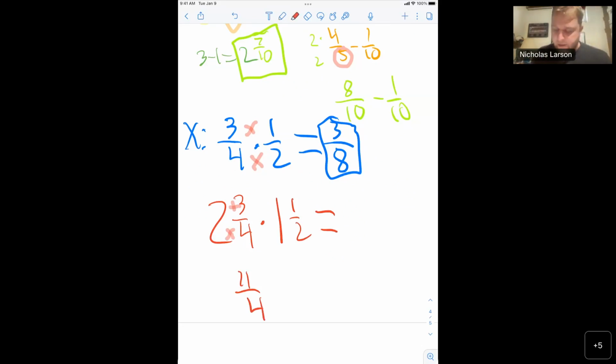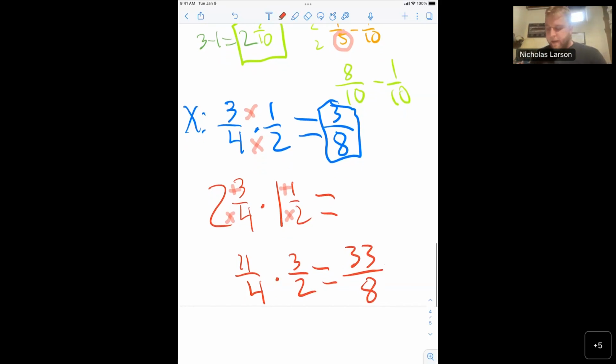Let's do that again. Multiply by my denominator, add my numerator. 1 times 2 is 2. 2 plus 1 is 3. So I'm really getting 11/4 times 3 over 2, which gives me 33 over 8. And then we just want to see how many times does 8 go into 33? 8, 16, 24, 32 with 1 left over.